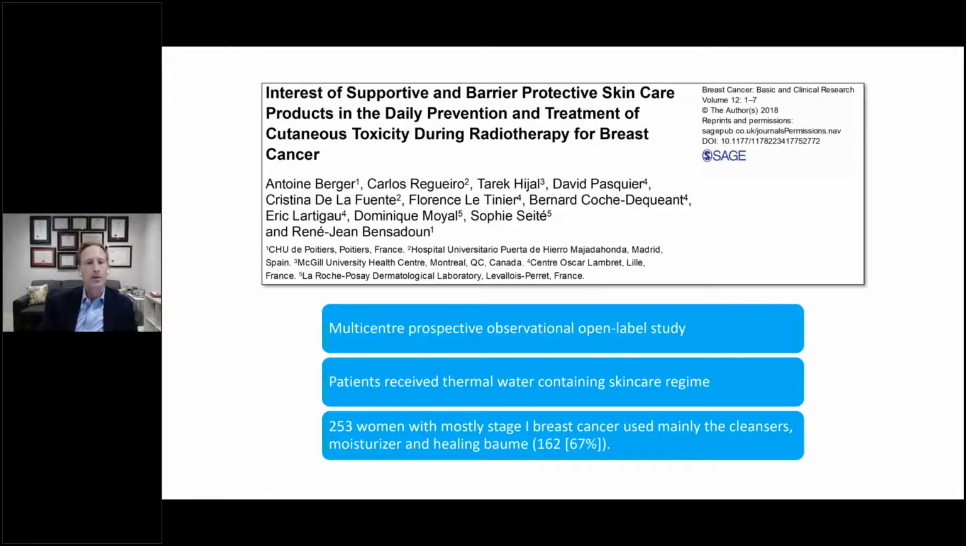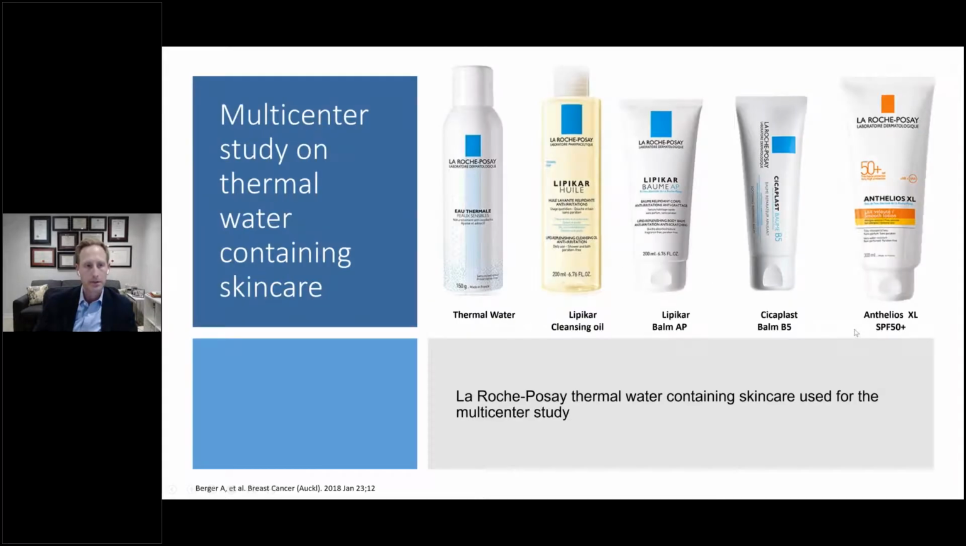Additionally, very similar study, a little less complex in terms of the dermocosmetic regimen, but they looked at 253 women that were receiving radiotherapy instead of chemotherapy. Essentially looked at various measures to see how tolerable it was and the effect of it. These were the products that were used in this particular study. So a much simpler regimen, a cleanser, a moisturizer, a hand cream, a sunscreen, and a thermal water.